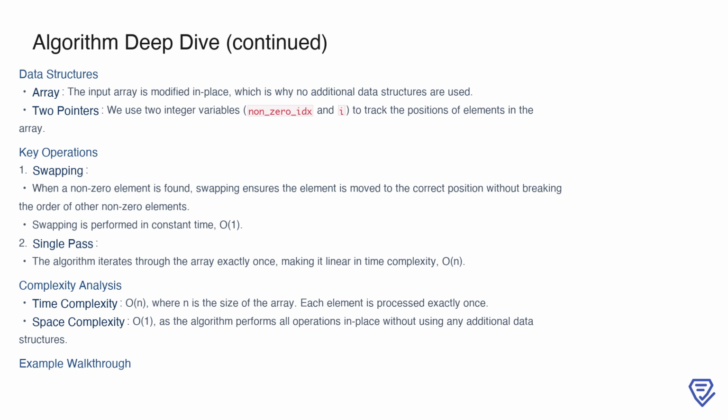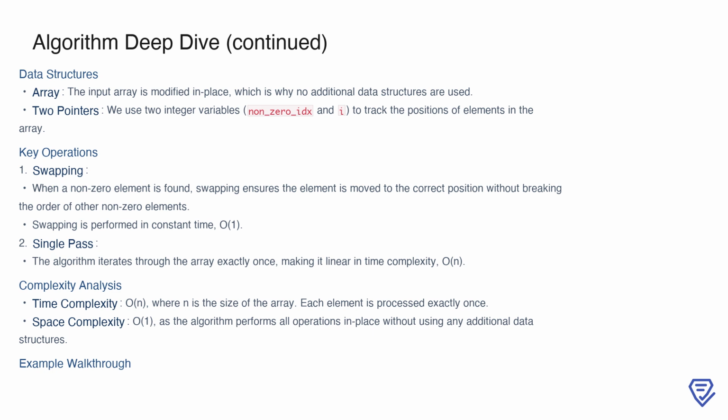Another key advantage of this algorithm is its single-pass nature. The loop iterates through the array just once, making the time complexity linear, O(n). Since we're working in place without any additional memory, the space complexity remains constant, O(1). This balance between time and space efficiency makes the algorithm highly optimized.